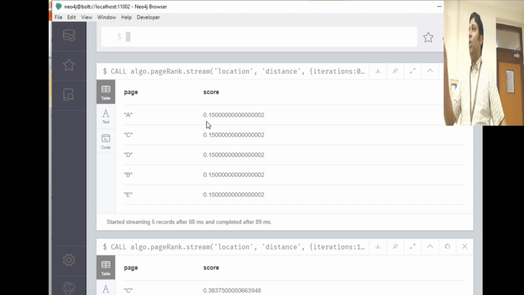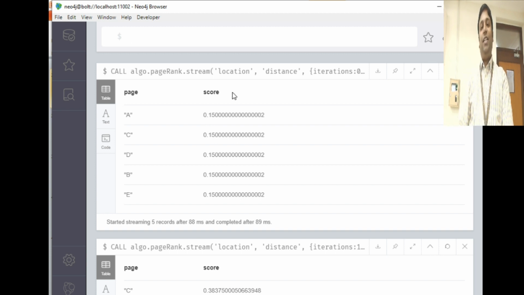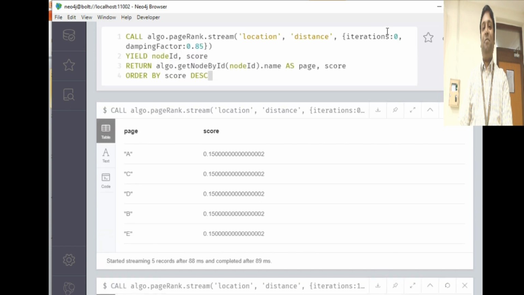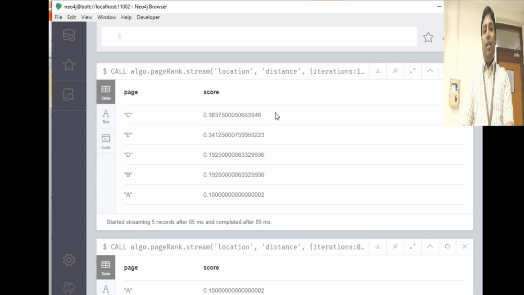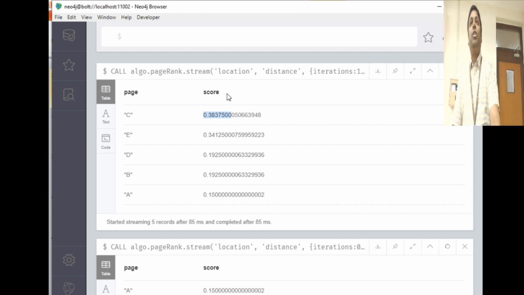because the probability is 1 minus D, 1 minus 0.85. If I want to go to the next iteration, that is iteration 1, according to our table, what should be the scores computed? You have to verify and tell me whether the page rank is correct. For A, it is 0.15. For B, it is 0.1925. For D, it is 0.1925. For E, it is 0.3412. And for C, it is 0.3837. So that's how Neo4j computes it internally.